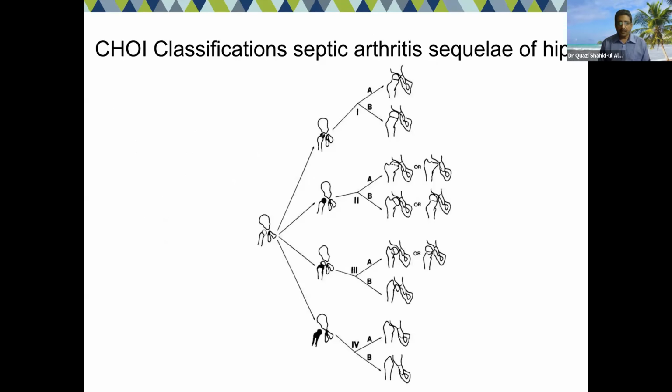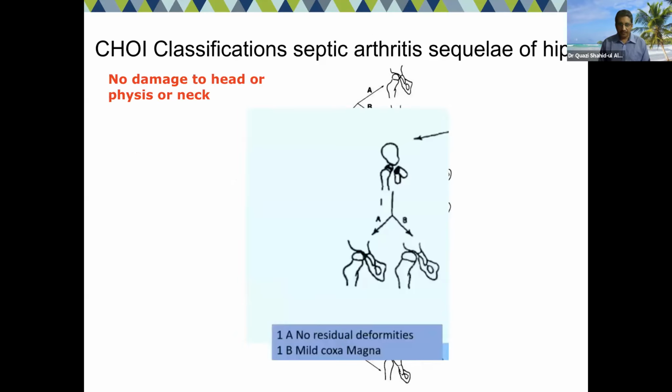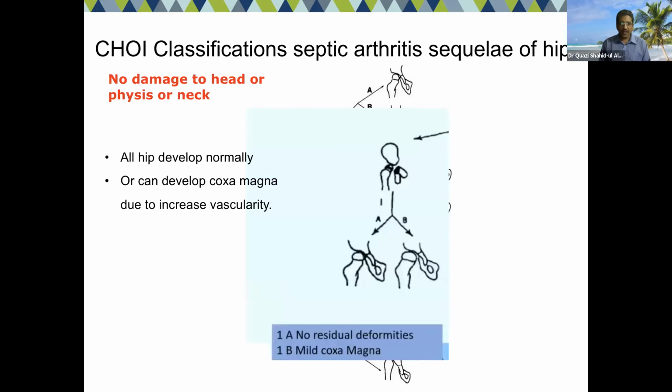The Choi classification has 4 types: 1, 2, 3, and 4. Each of them is again subdivided into A and B. In Choi type 1, there is no damage to the head, physis or neck. They are the luckiest ones. Almost all of them can develop a normal hip later on. But some develop coxa magna due to increased vascularity. If they develop a normal hip, they will be classified as type 1A. If coxa magna develops due to increased vascularity, they will be classified as 1B.